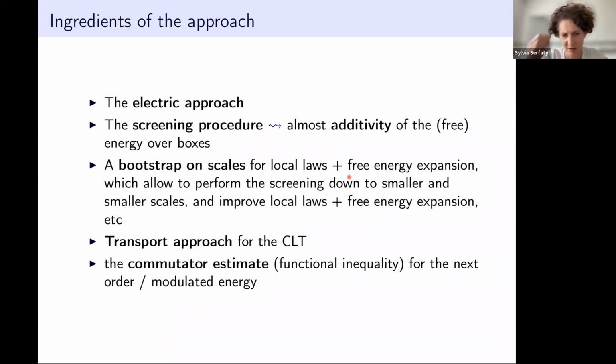It's a transport approach for the CLT, so using transport of equilibrium measures from one equilibrium measure given for a certain potential V to an equilibrium measure for a perturbed potential V. We use that as a change of variables in our computations. And this commutator estimate or functional inequality that I showed you, which also serves to obtain controls on fluctuations for smooth statistics and things like that.